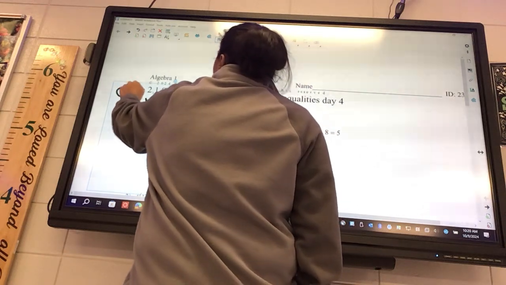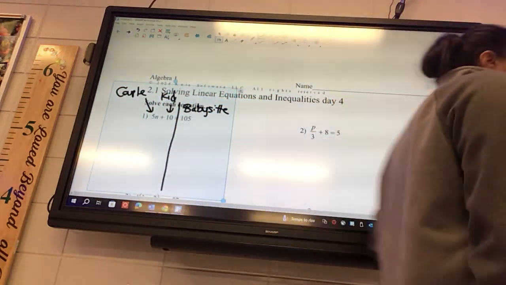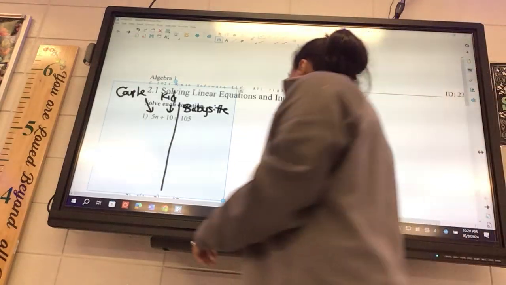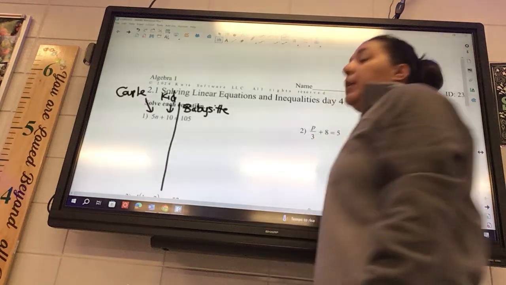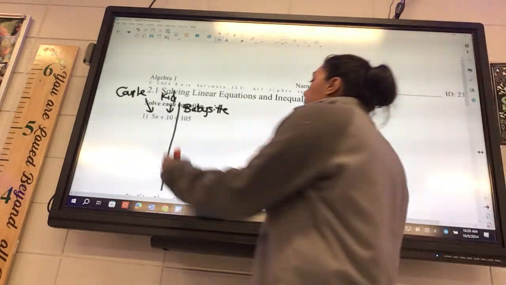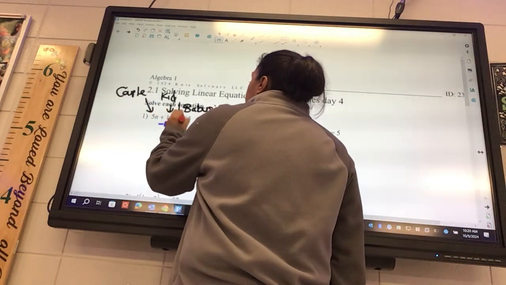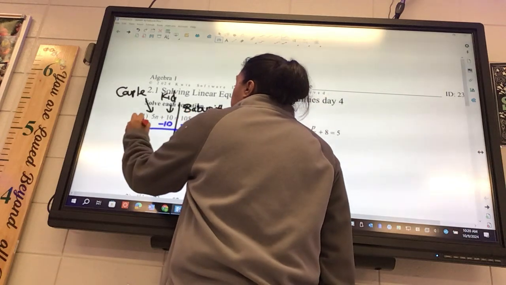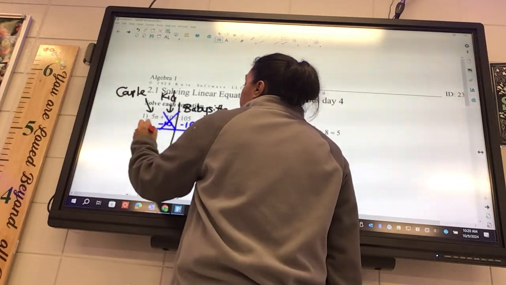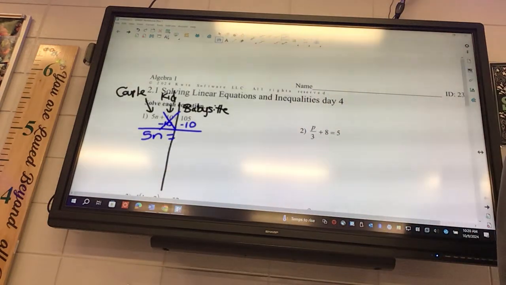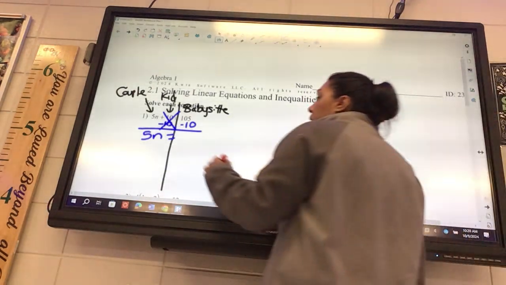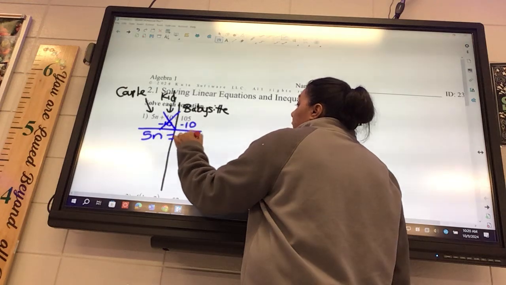So who always gets gone first? The kid always gets gone first. So how do I move a plus 10? Minus 10. If I do it to one side, I have to do it to the other side. So I'm going to get 5 in. What is 105 minus 10? 95.